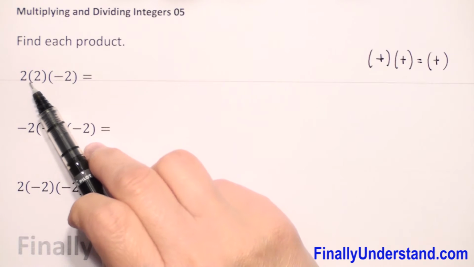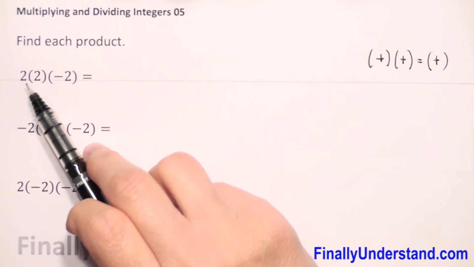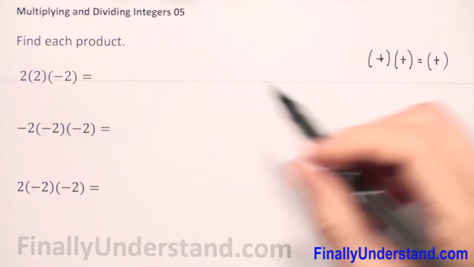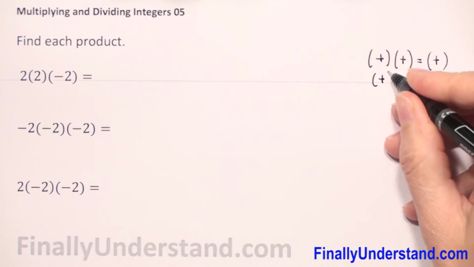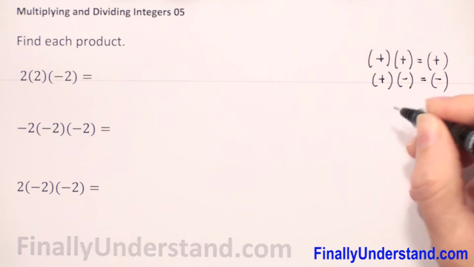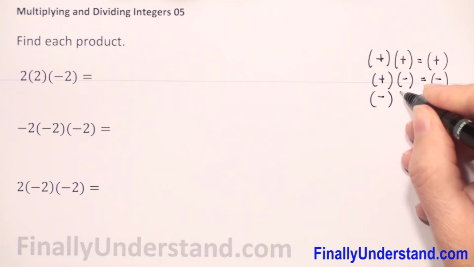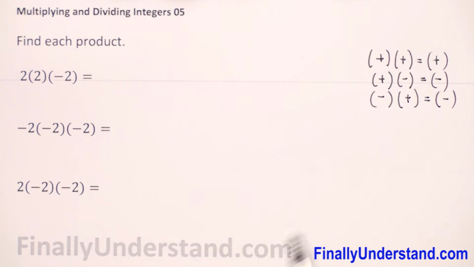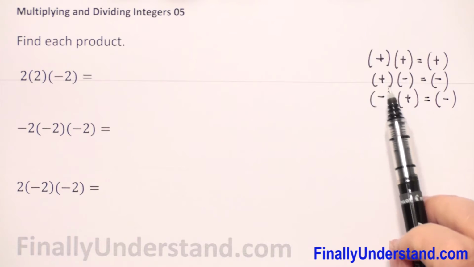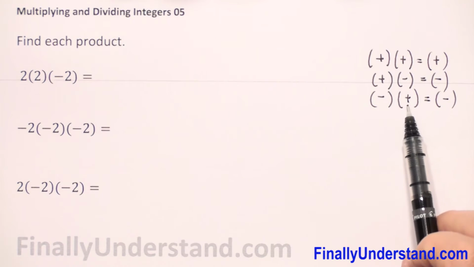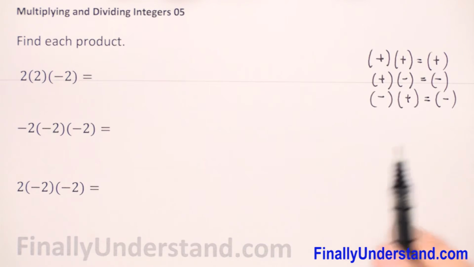But now, from these first two numbers, we have a positive number, but we multiply now with positive times negative. When we multiply positive times negative, the answer is always negative. Or when we have negative times positive, the answer is also negative. So it doesn't matter if the first number is positive or the second. When we have positive times negative or negative times positive, the answer is negative.